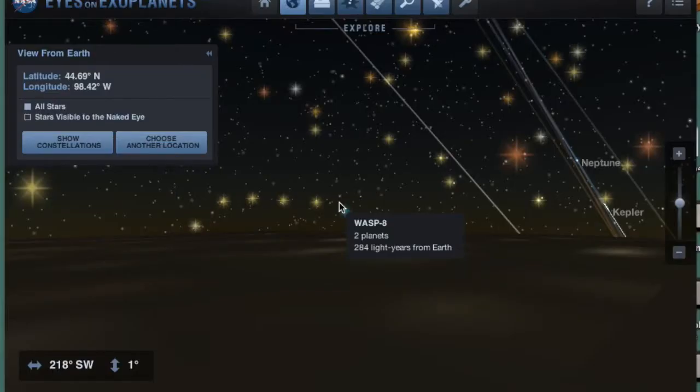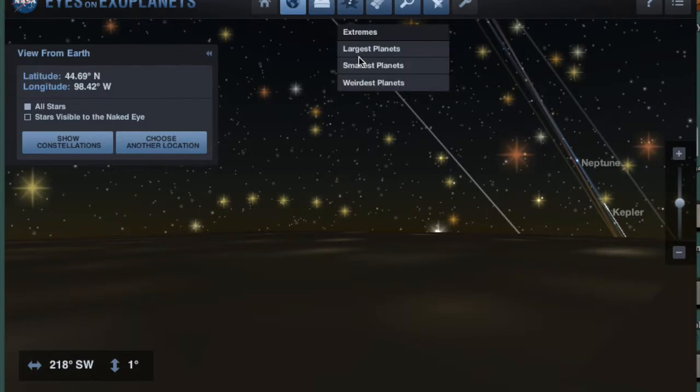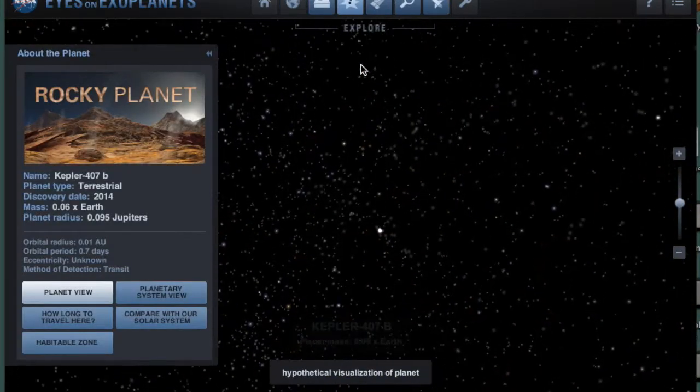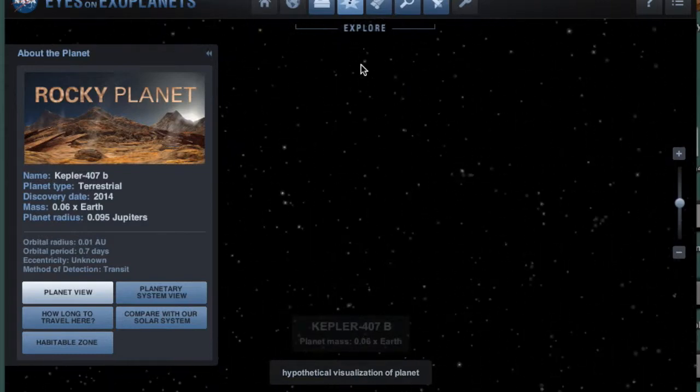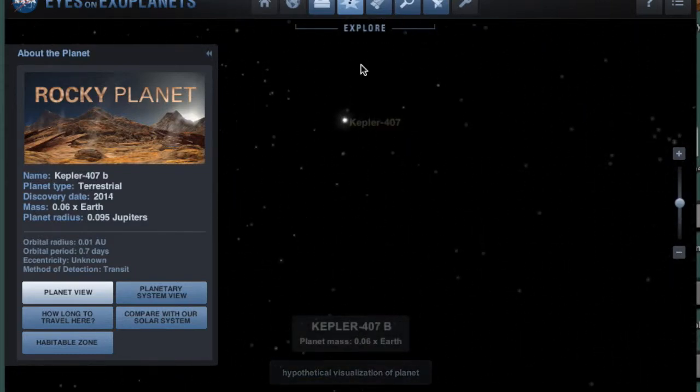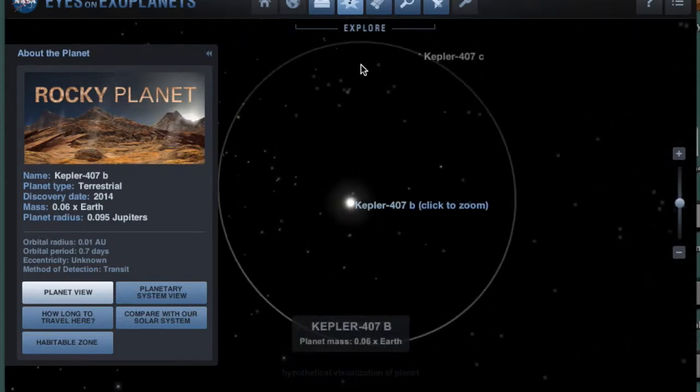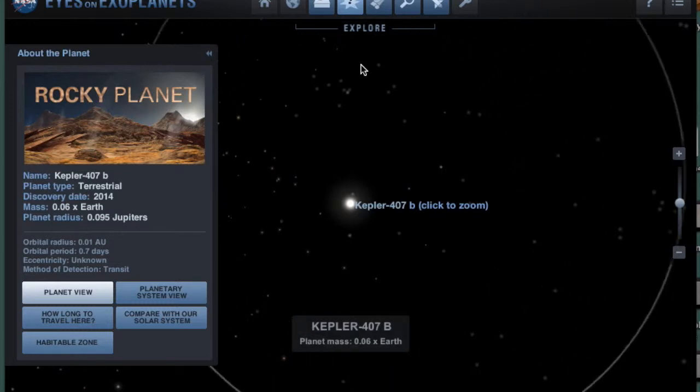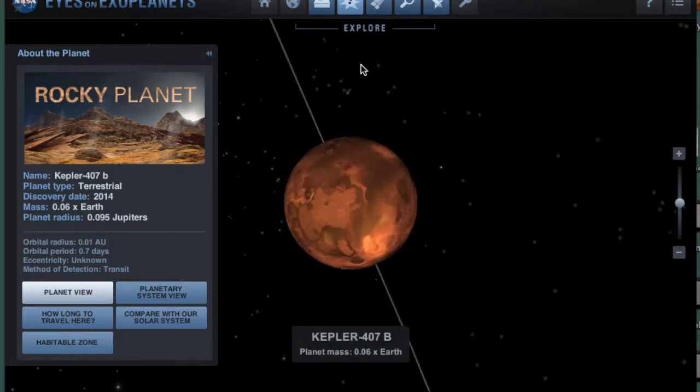Alright, so the last exoplanet we'll be visiting today is one of the smaller planets. Its name is Kepler 407b, and it is a terrestrial planet just like Earth. And it was actually found just this year. Its mass is 6/100th that of Earth's, while its radius is equal to 0.095 Jupiters. It was also found by planetary transit method, just like the last planet.